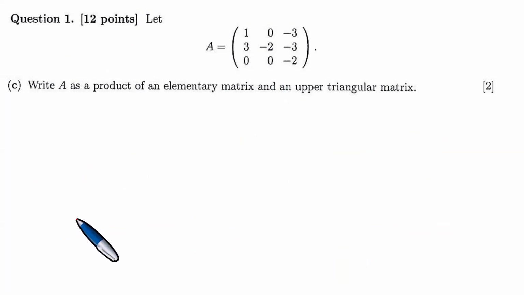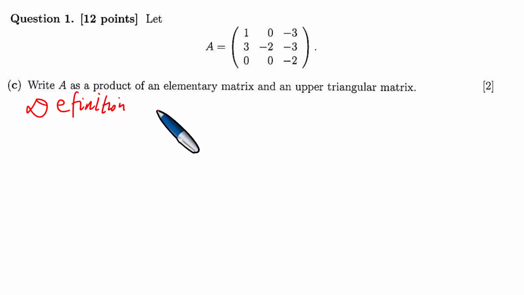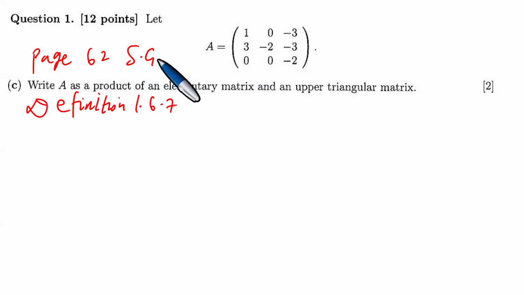I'm trying to retrieve that. I want to cite the page number. Elementary matrices start from page 59 of the study guide. Now if you look at the definition, I want to mention definition 1.6.7, which appears on page 62 of the study guide.